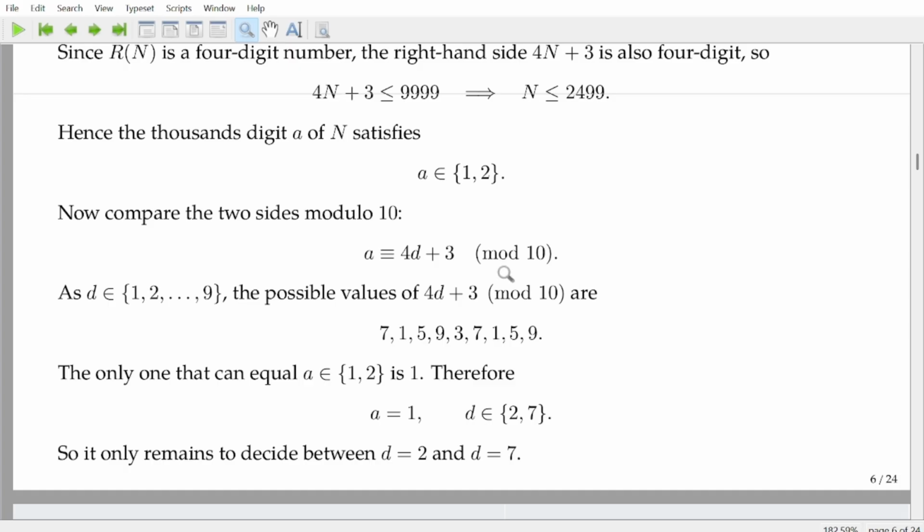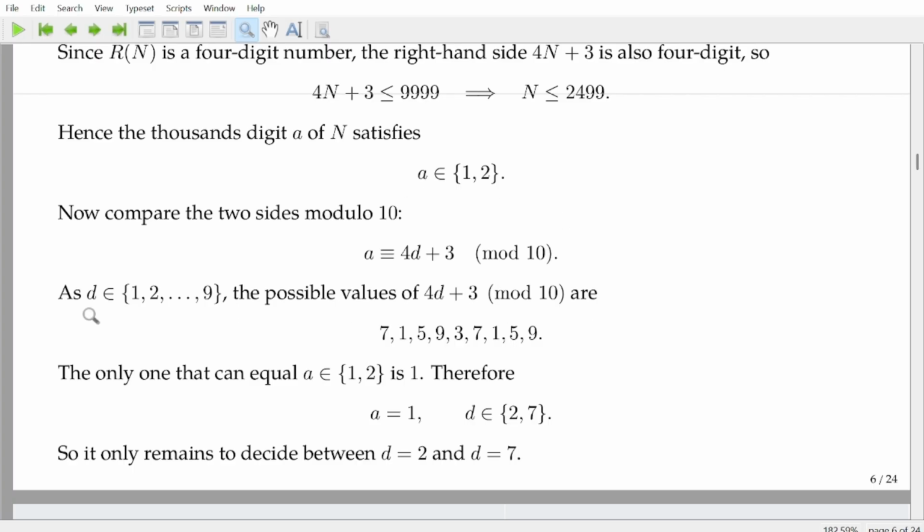And the mod 10 is because I'm dividing both sides of my equation by 10, and the remainders that I get when I divide both sides by 10 are a and 4d plus 3 respectively, so they must be the same thing. Okay? So this is the more formal way to write that, basically saying that a and 4d plus 3 are the same remainder modulo 10, or leave the same remainder when divided by 10.